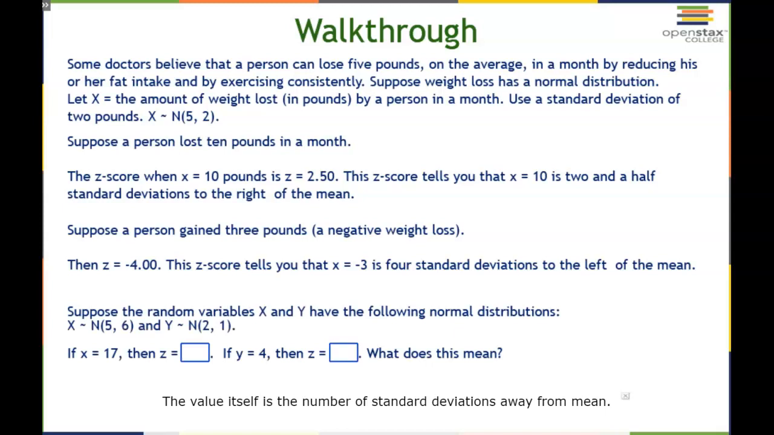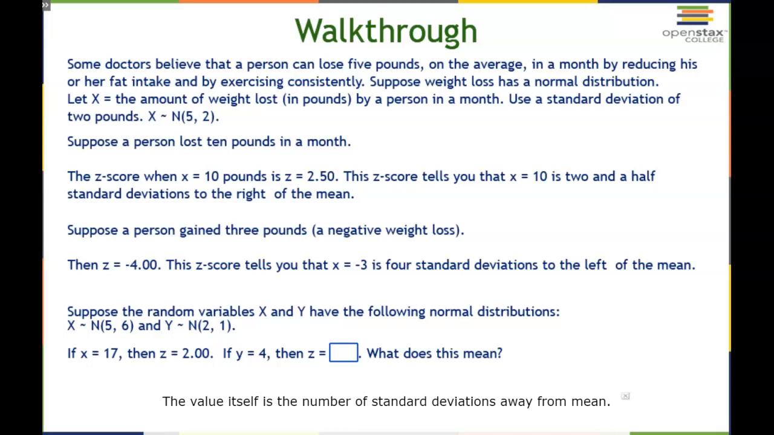Now let us suppose that the random variables x and y have normal distributions as given. Our first normal distribution for x has a mean of 5 and a standard deviation of 6. Our y distribution has a mean of 2 and a standard deviation of 1. Then let's calculate an x value of 17. Now x goes along with the distribution of x, so I'm only going to use the mean of 5 and the standard deviation of 6. 17 minus 5 is 12, divided by 6 is 2, so it has a z-score of 2.